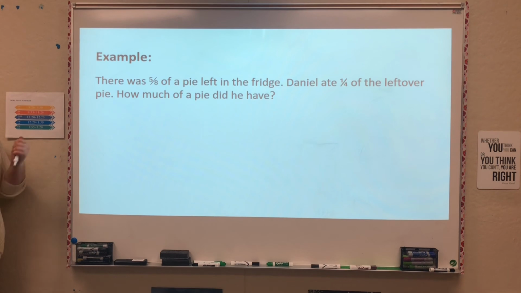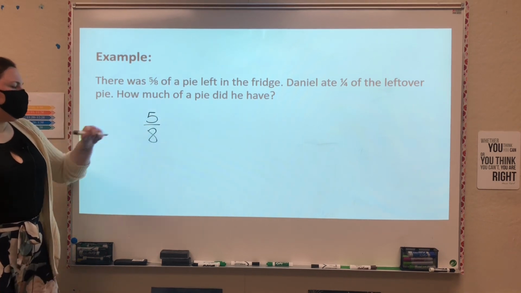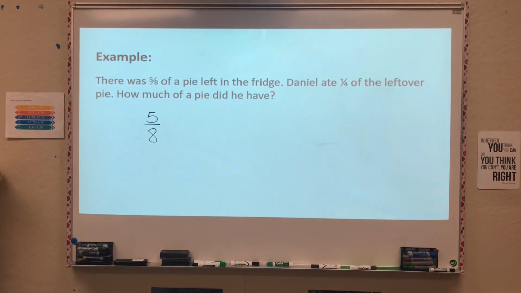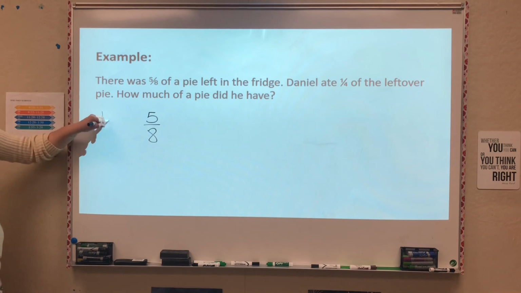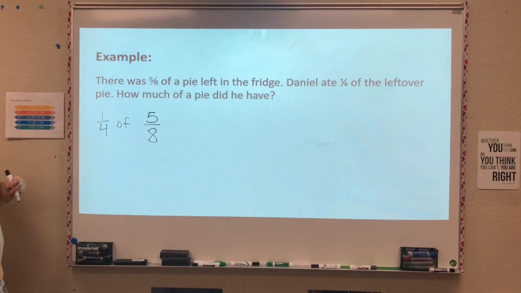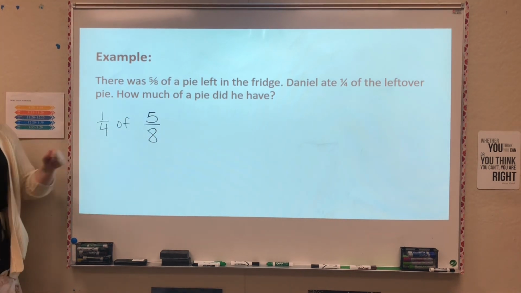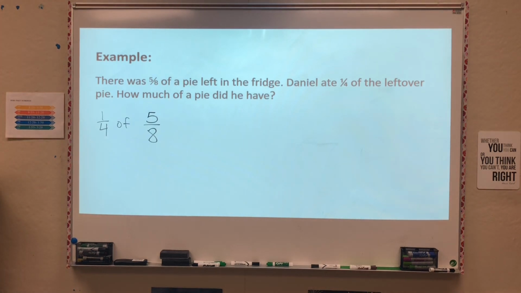And this one here, what are we starting off with? So the total of the pie left in the refrigerator was 5/8. So he's starting with 5/8. And what is he doing? Daniel ate 1/4 of it. 1/4 of what? Of the leftover pie. So he ate 1/4 of the 5/8. I'm just writing down what you're saying. He's starting off with this, and he ate 1/4 of this. So how much did he have?